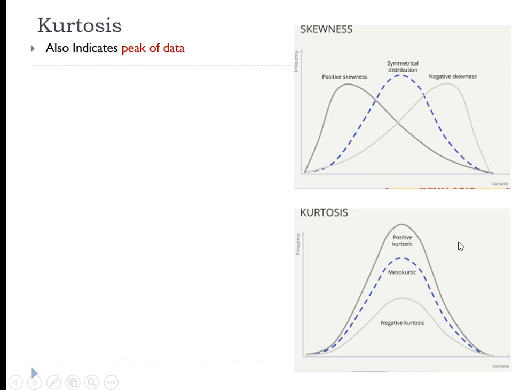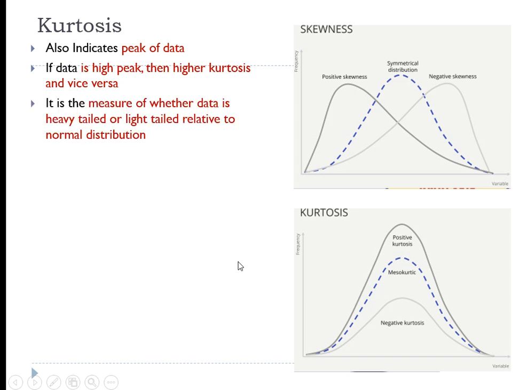Kurtosis is also used, just like skewness, to indicate the peak of the data, right? So this diagram represents the skewness. This is positive skew, as I said, this is negative skew, and this is a symmetrical distribution. This is kurtosis, right? This is the negative kurtosis, this one is the positive kurtosis, and something in between, which we call normal, we call it mesokurtic.